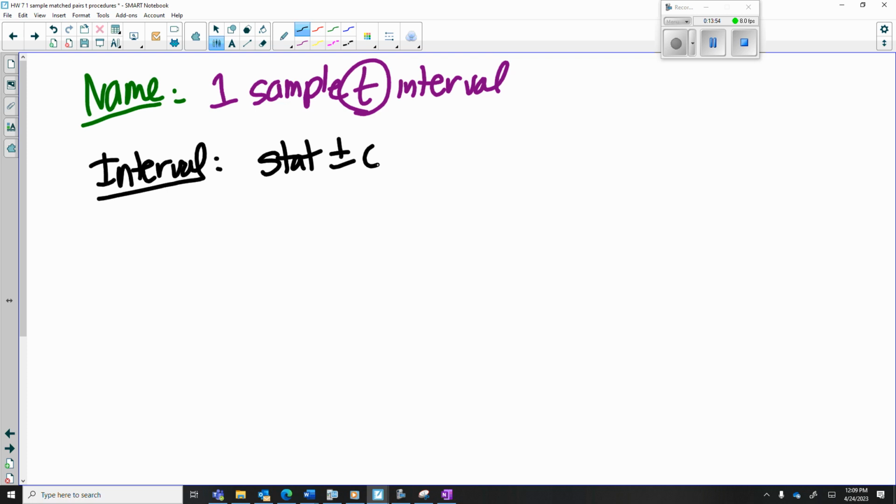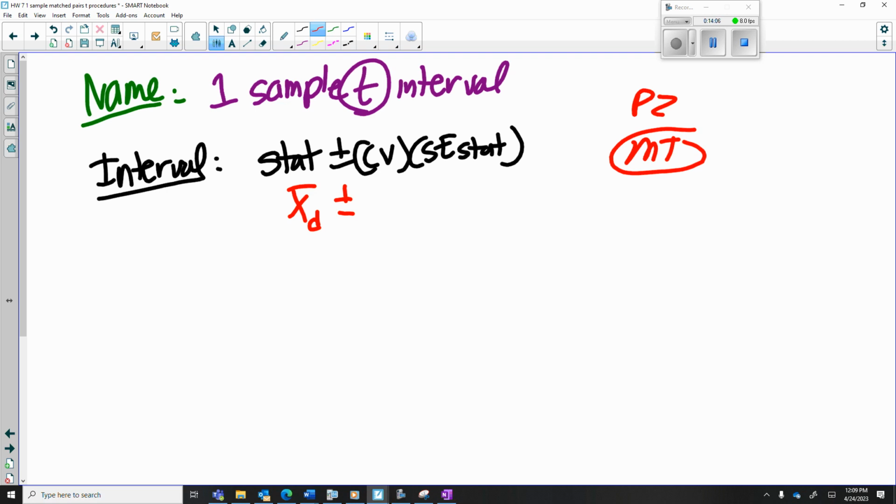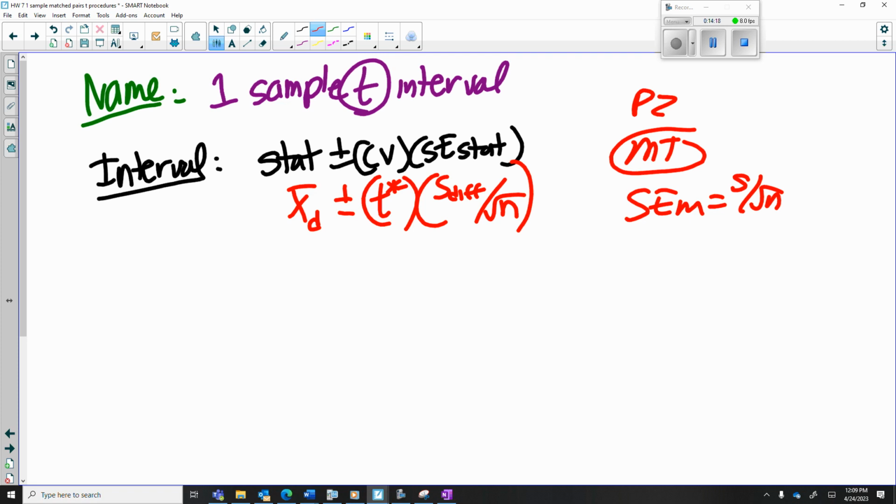Remember, statistic plus or minus critical value times standard error of the statistic. So it's going to be X bar for the statistic of the differences, plus or minus, and then is it Z or T? I'm hoping you're saying it's T star times the standard error of the mean. You guys know standard error of the mean is S over radical N. So it's going to be S of the differences over radical N of the differences.